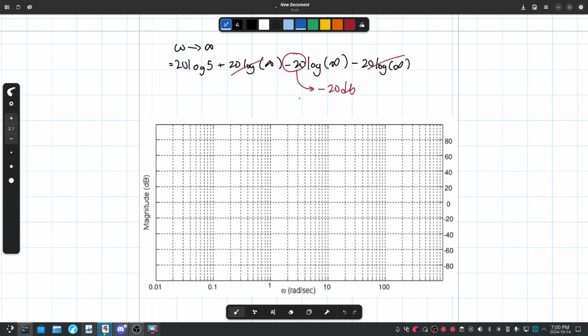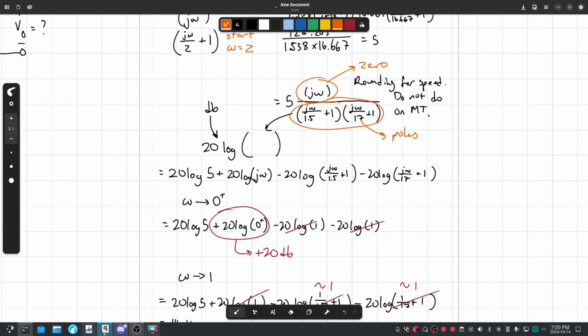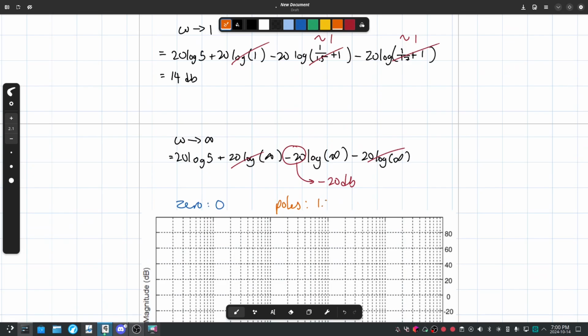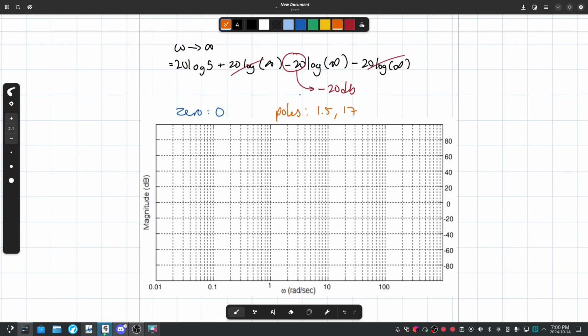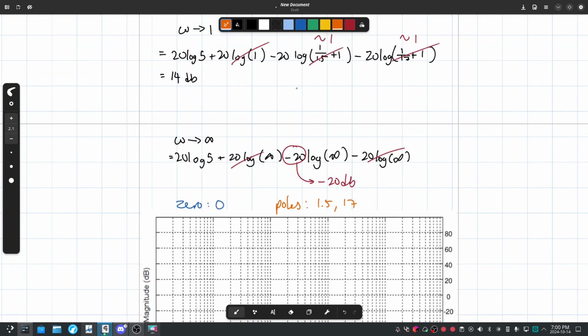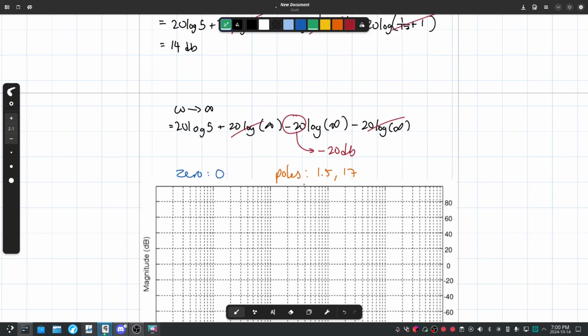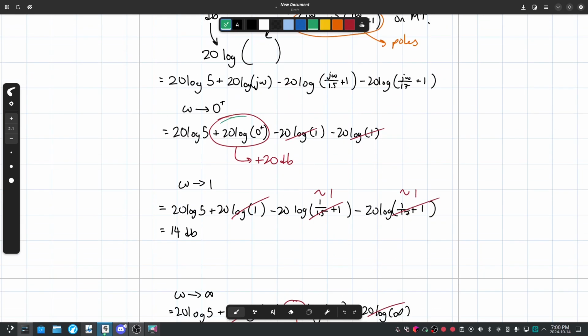Okay, wait. So our zero is going to be at 0. Our poles are 1.5 and 17. So the rule is that zeros pull the graph up and poles bring the graph down. We can sort of see this here, as I showed you here. These two were poles, so they're in the denominator. They're bringing the graph down. This here was a zero. It's bringing the graph up.